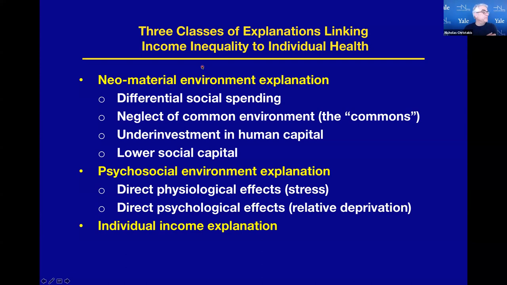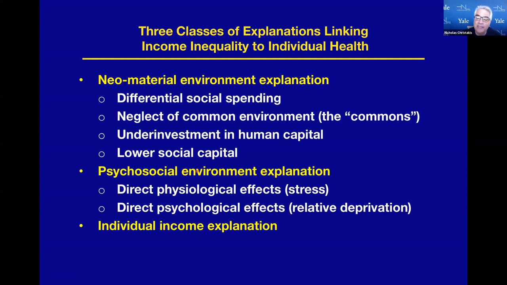And it turns out that, as we saw, the association between income inequality and mortality is considerably stronger than can be accounted for by the concavity at the individual level. So at the end of last time, we were talking about this individual income explanation. Maybe there's a relationship between income inequality and health that's sort of an artifact of the curvilinear relationship between income and health at the individual level. And so we were primarily focused on these other kinds of explanations, the neo-material environment explanation and the psychosocial environment explanation. We concluded that something else is going on than just this potential artifact.